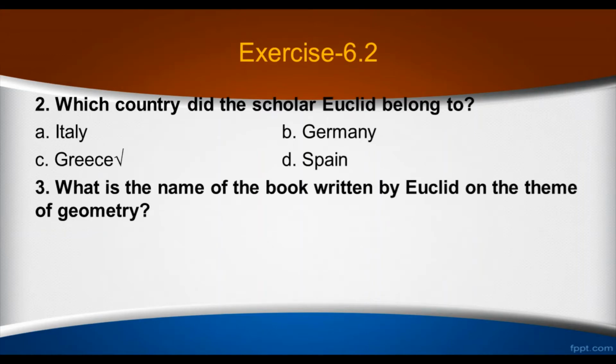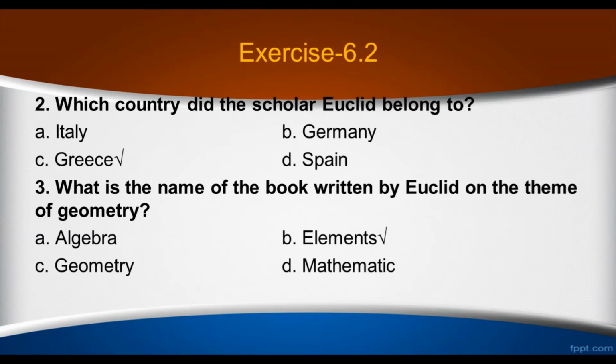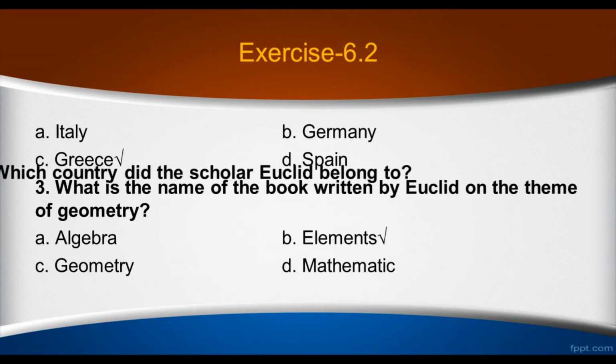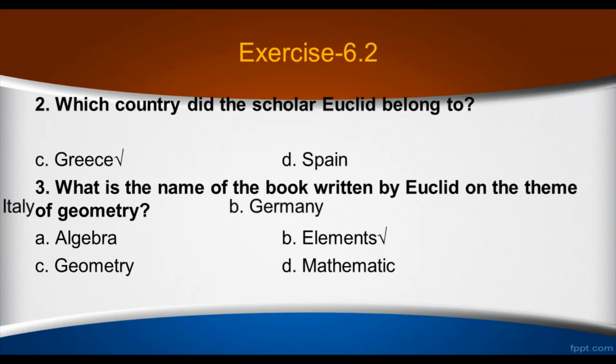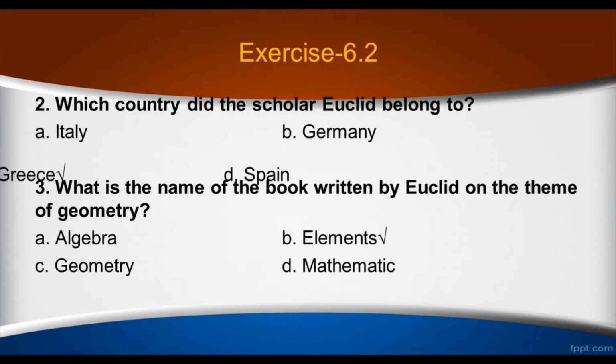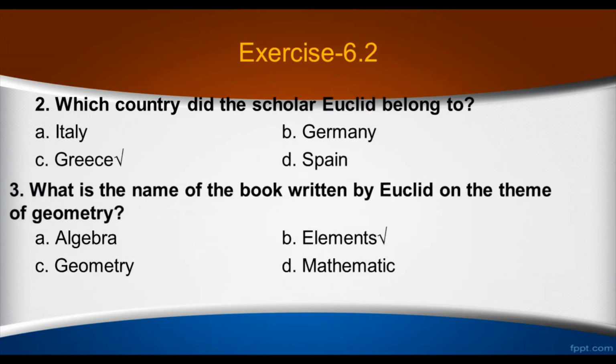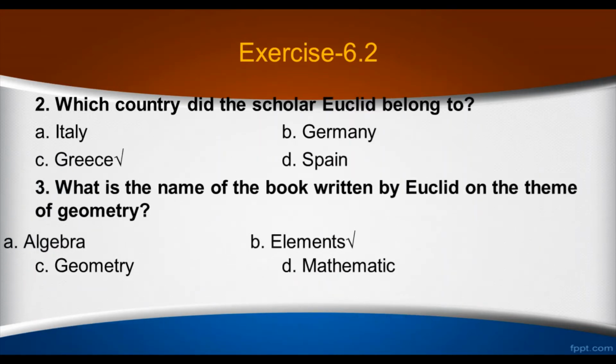The other question: what is the name of the book written by Euclid on the theme of geometry? Let me show you some options. First option is algebra, B is elements, C is geometry, D is mathematics. So option B is the correct answer, my dear students. Elements, that is the book. So, which country did the scholar Euclid belong to? Which is very important, that is Greece. And what is the name of the book written by Euclid on the theme of geometry? That is Elements. You can see.